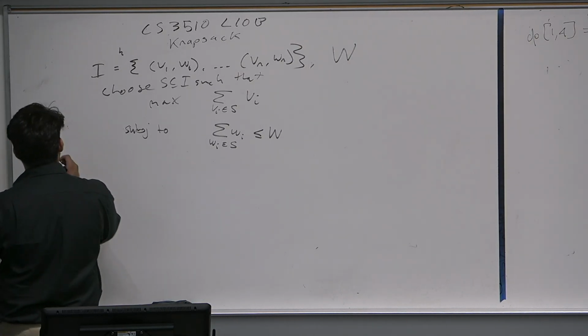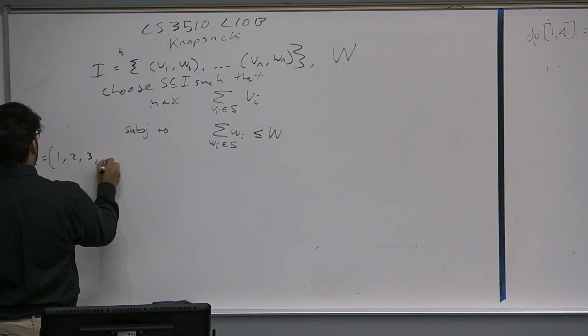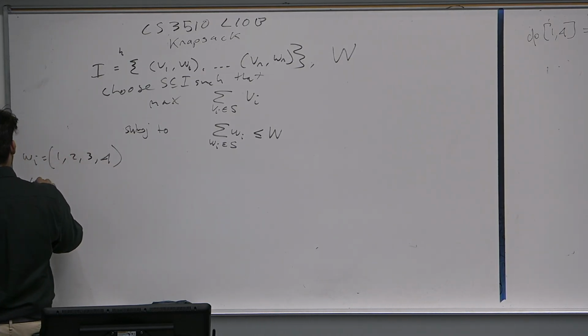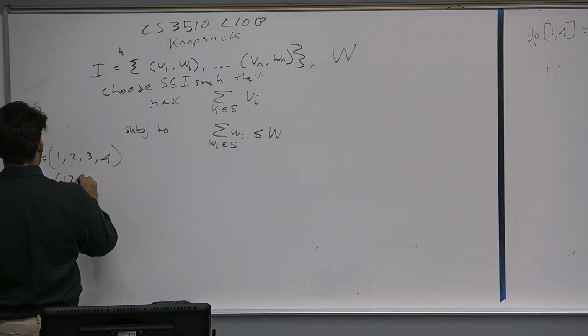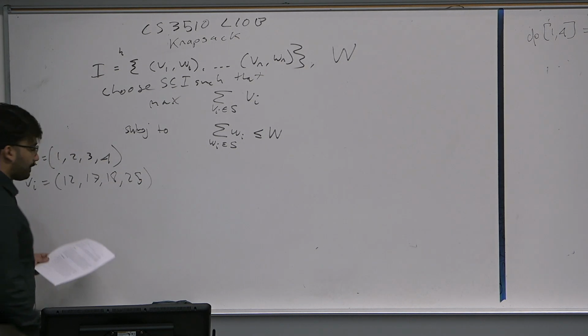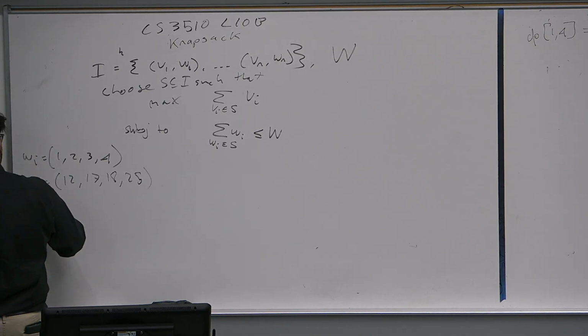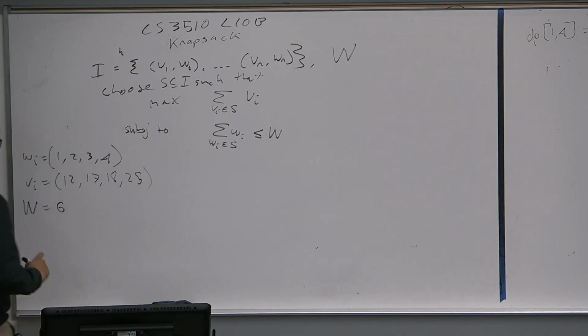Suppose we have items of the form, let's say our weights are 1, 2, 3, and 4, so they weigh exactly that much, and our values are 12, 17, 18, and 25, okay? And let our capacity be 6. So give me a set of items that maximizes the amount we can steal subject to the weight of the items being at most 6.